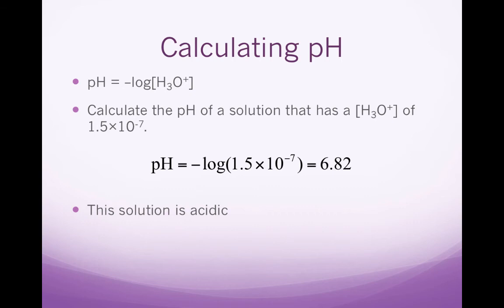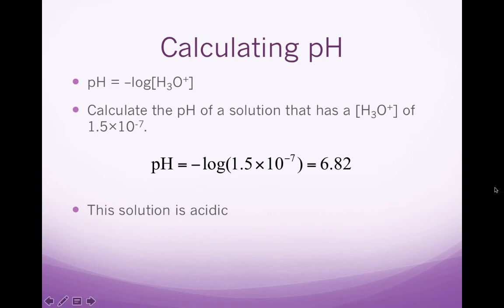So how do we calculate pH? Well, it's pretty straightforward. The pH is equal to the negative log of our hydronium ion concentration. So let's calculate the pH of a solution that has a hydronium ion concentration of 1.5 times 10 to the negative 7. So we just plug that into our equation. Our pH is equal to the negative log of 1.5 times 10 to the negative 7, and we get an answer of 6.82. This solution is acidic because the pH is less than 7.